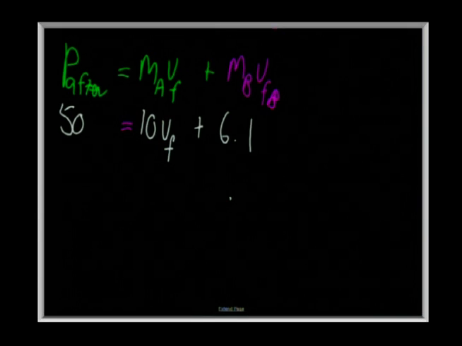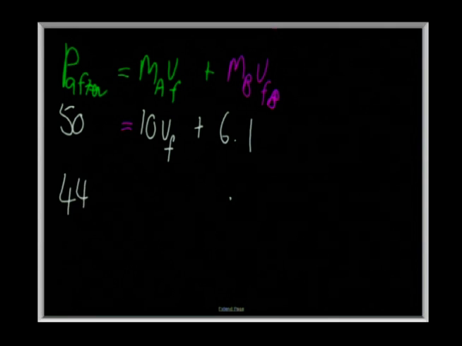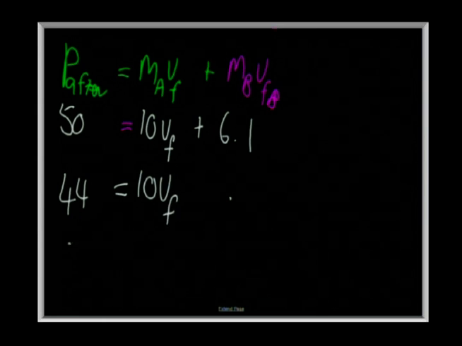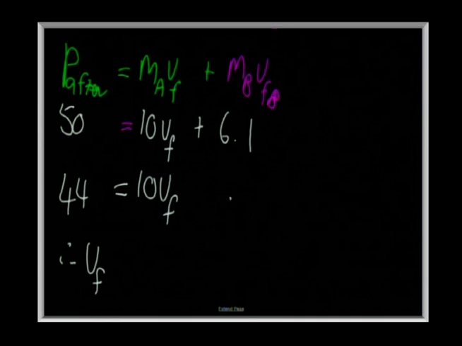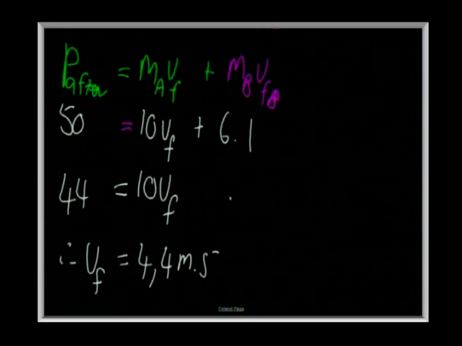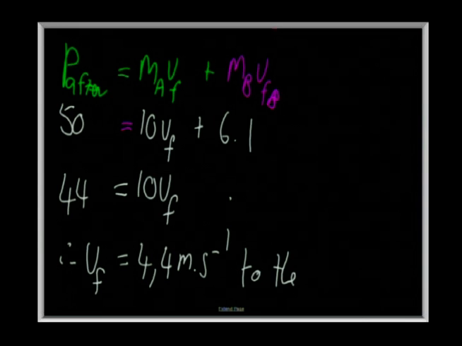So how are we doing? Hope you've got it. 6 times 1 is 6. We're going to subtract that from 50. We're going to get 44 is equal to 10 V final. So therefore, V final is going to be 44 divided by 10, which is 4,4 meters per second. Now notice it's a positive answer, so we must say to the east.